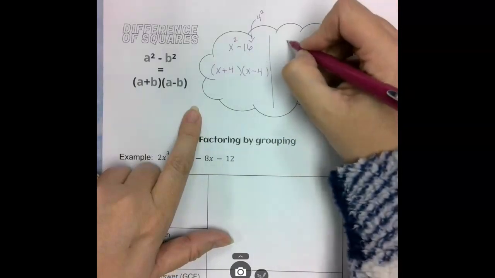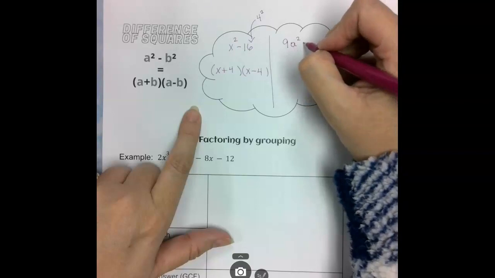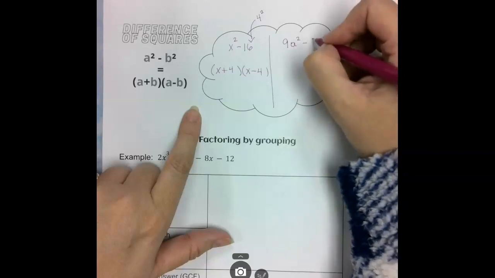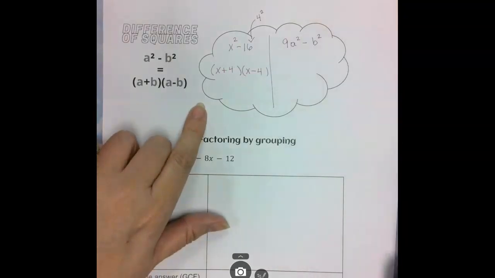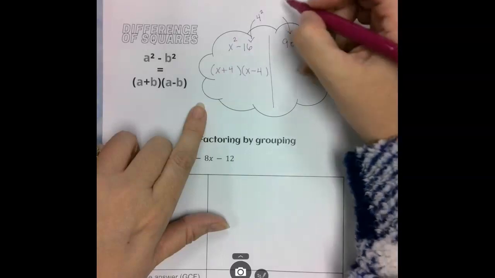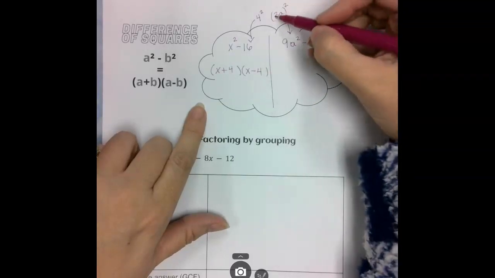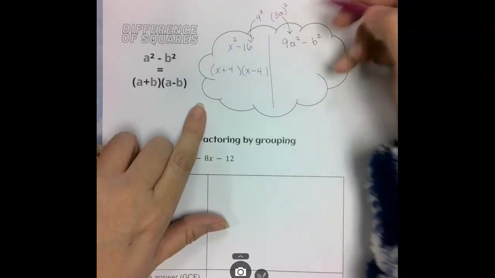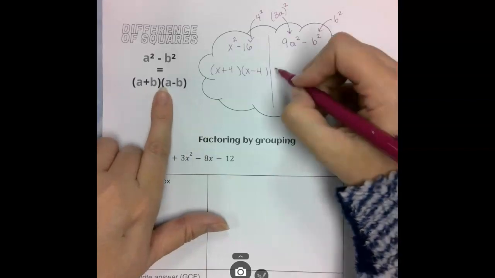Let's do one more. We could have something like 9a squared minus b squared. And it can have more letters in it like this one. So this one is really 3a squared, because 3 squared is 9 and a squared is a squared. And this one is b squared. So that's what I'm going to think in these.